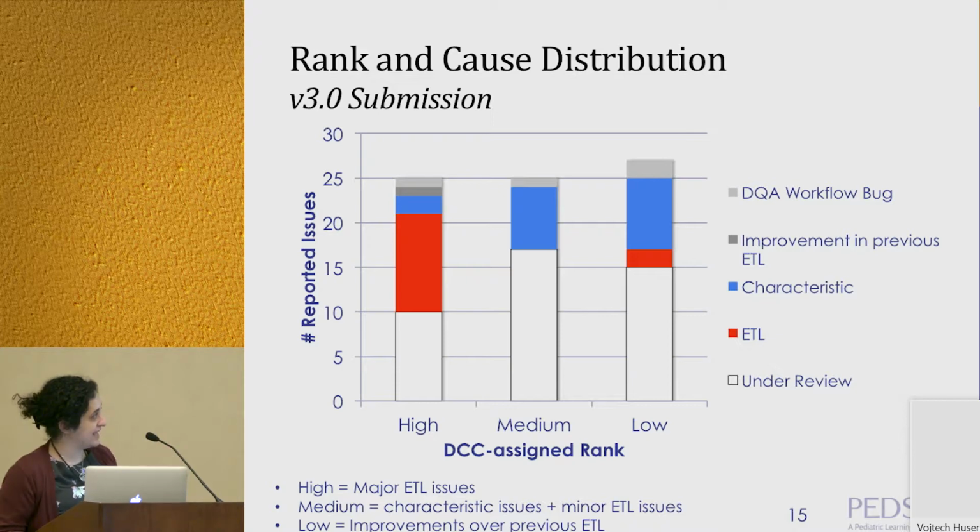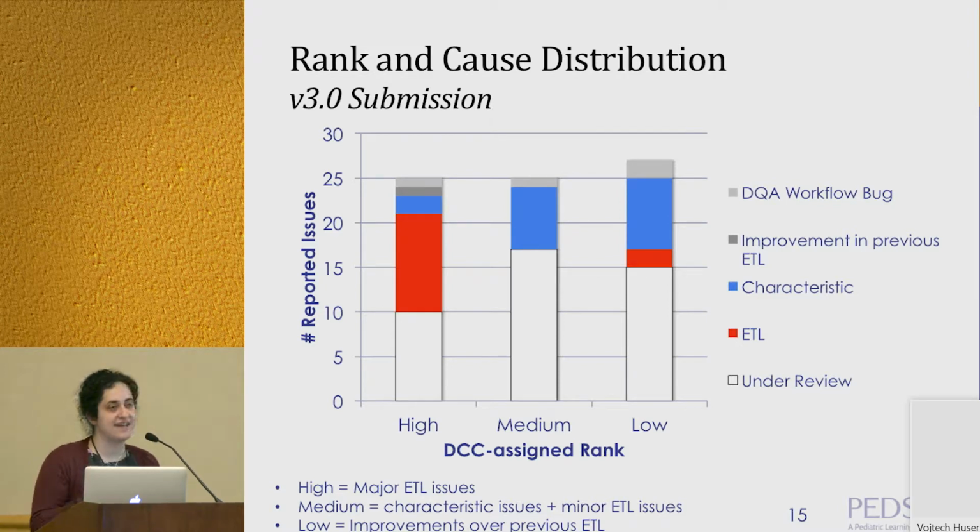So as we are ranking, and we're trying to automate this as well, Ritu started a machine learning program that would automatically assign whether something is high, medium, or low, or whether something is an ETL or characteristic issue, and we're trying to roll that in as well so that it doesn't have to be quite so manual and rule-based at this point.